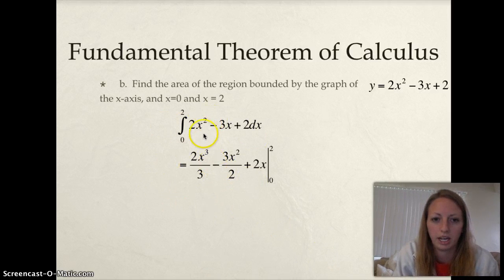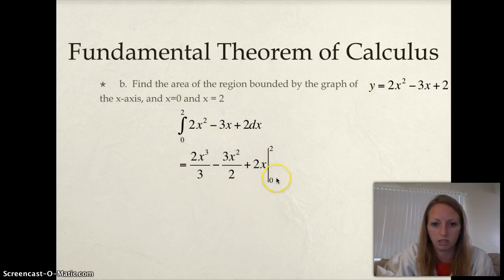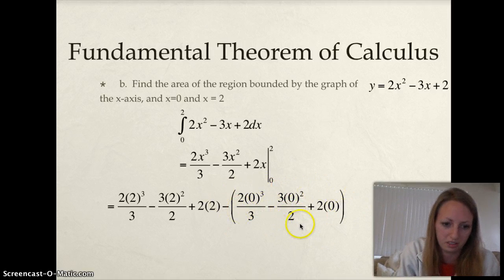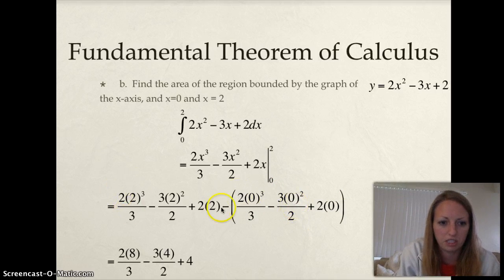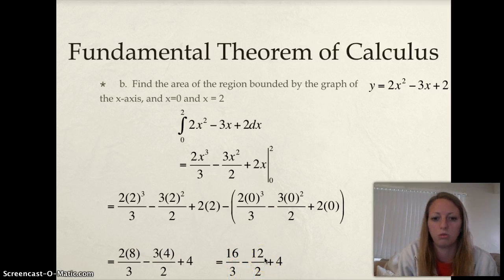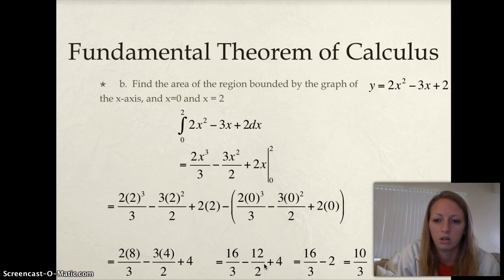So you integrate, and you get 2x cubed over 3 minus 3x squared over 2 plus 2x. We're going to plug 2 in to everything, and then subtract it with 0 plugged in. This whole right side is just going to give us 0, because anything times 0 is 0. So we're left with this part: 2 cubed is 8, so 2 times 8 is 16 over 3, minus 2 squared is 4, so 3 times 4 over 2, which is 2, plus 4. 16 over 3 minus 2 plus 4... which equals 10 over 3.